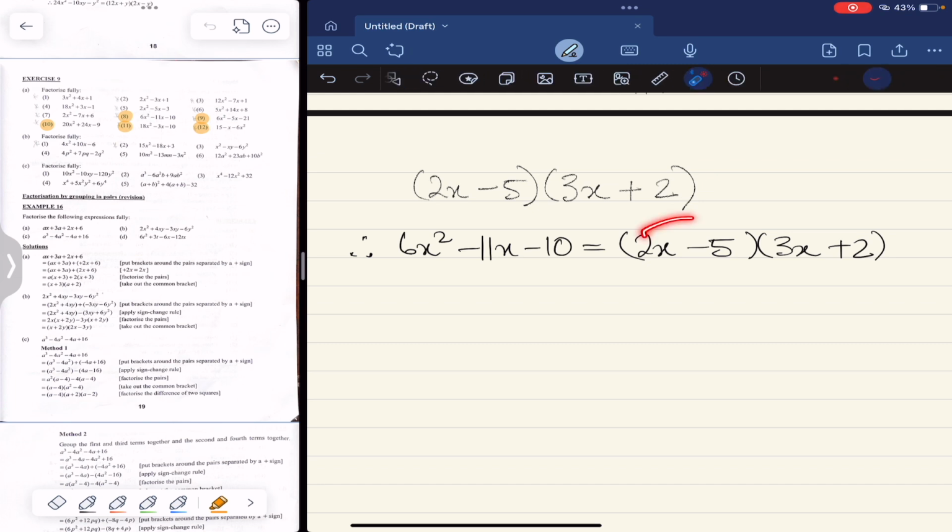And if you had to multiply these back out, that will give me 6x squared. That will give me 4x. That will give me negative 15x, which will together give me negative 11x. And these two will give me negative 10. So that is correctly factorized.